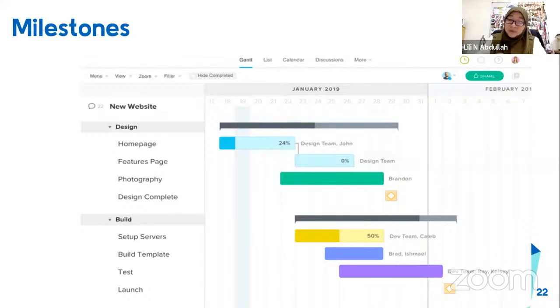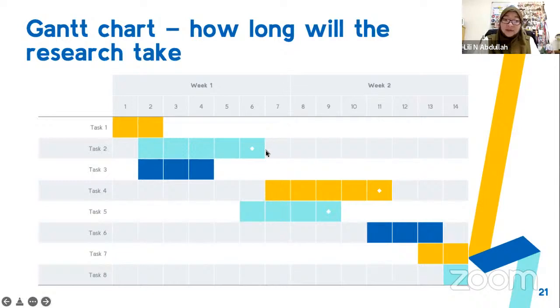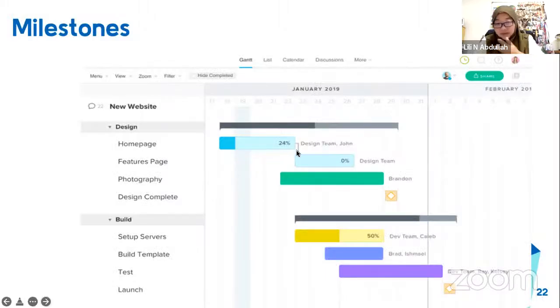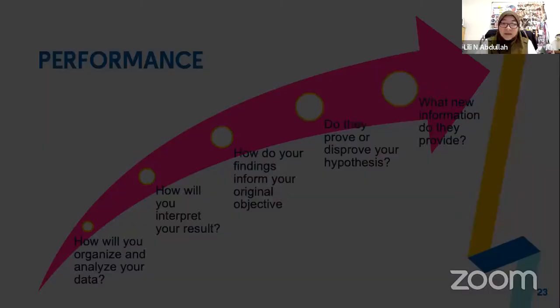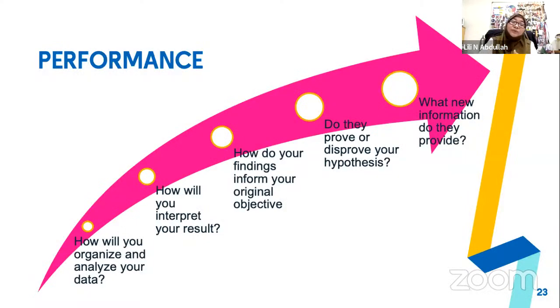This is milestone. Usually we will combine the Gantt chart and milestone, or we have a separate one like this. This is also considered milestone. A combination of Gantt chart and milestone, or you can have it this way also. There are a lot of ways on how you want to write your milestones and Gantt chart. And the last one should be your performance. How do you measure your performance?